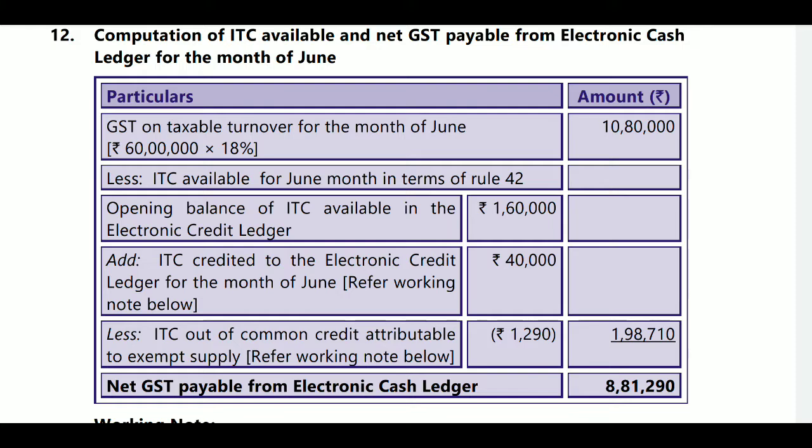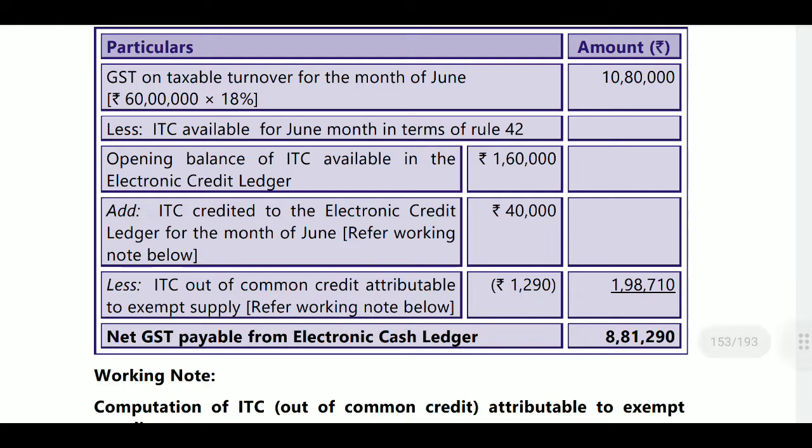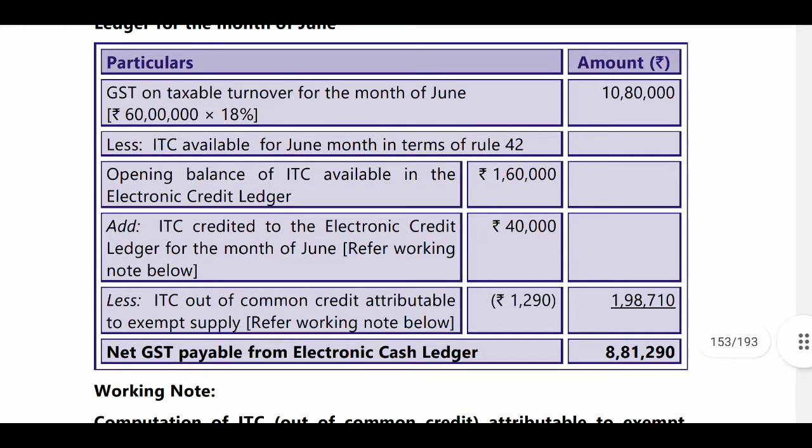10 lakhs 80,000 will be the amount, and less ITC available for June month in terms of rule 42. What is there in rule 42? Opening balance will be taken first, 1,60,000, and add ITC credit available for this month, 40,000, but this 40,000 includes both taxable and exempted. So to the extent of common credit eligible for exempted will be deducted, that is 1,290. Less total amount will be 1,98,710. Total GST payable for electronic cash ledger will be 8,81,290.